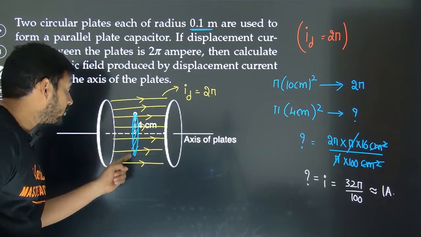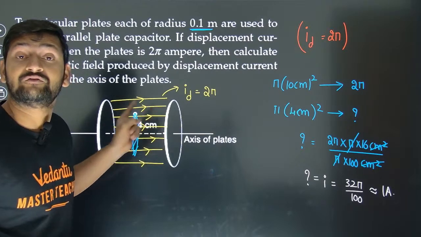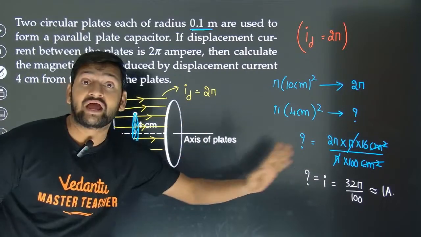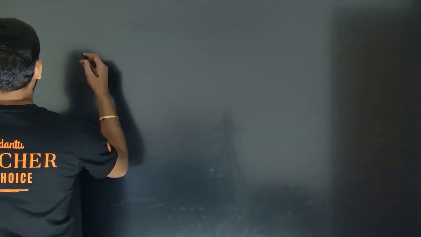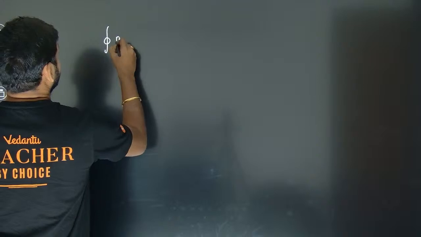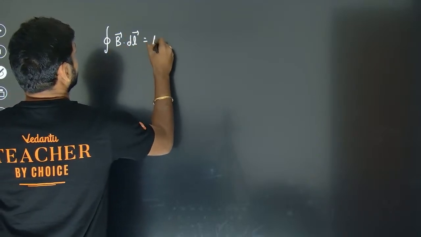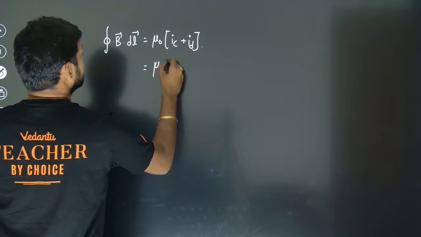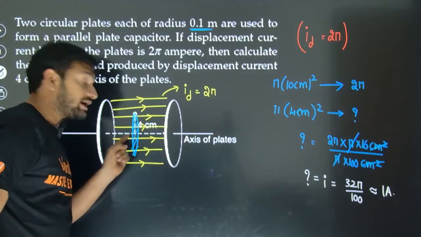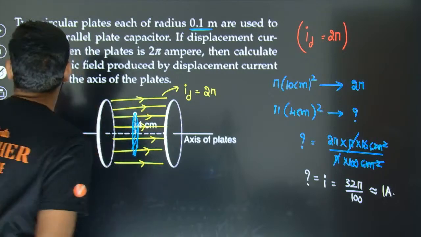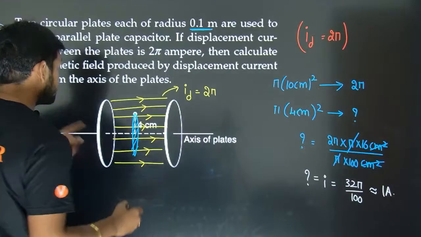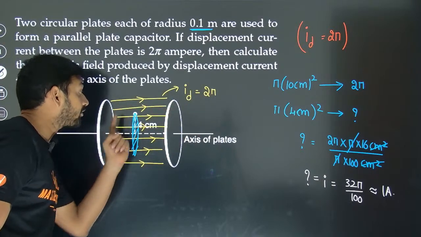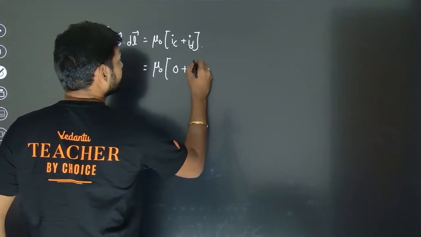So if I am going to take an Amperian loop, how much displacement current is passing through? Total displacement current is 2 pi, but how much will be passing through this blue section? 1 ampere will be passing. Now let us use closed integral B dot dl, which can be written as what? Mu naught into (IC plus ID). Can you see any conducting wire passing through this blue area? No. So there is no conducting current. Then how much portion of the displacement current is crossing this? In the total area we have 2 pi and there is 1 ampere crossing through this blue area, so we have to put it as 1.